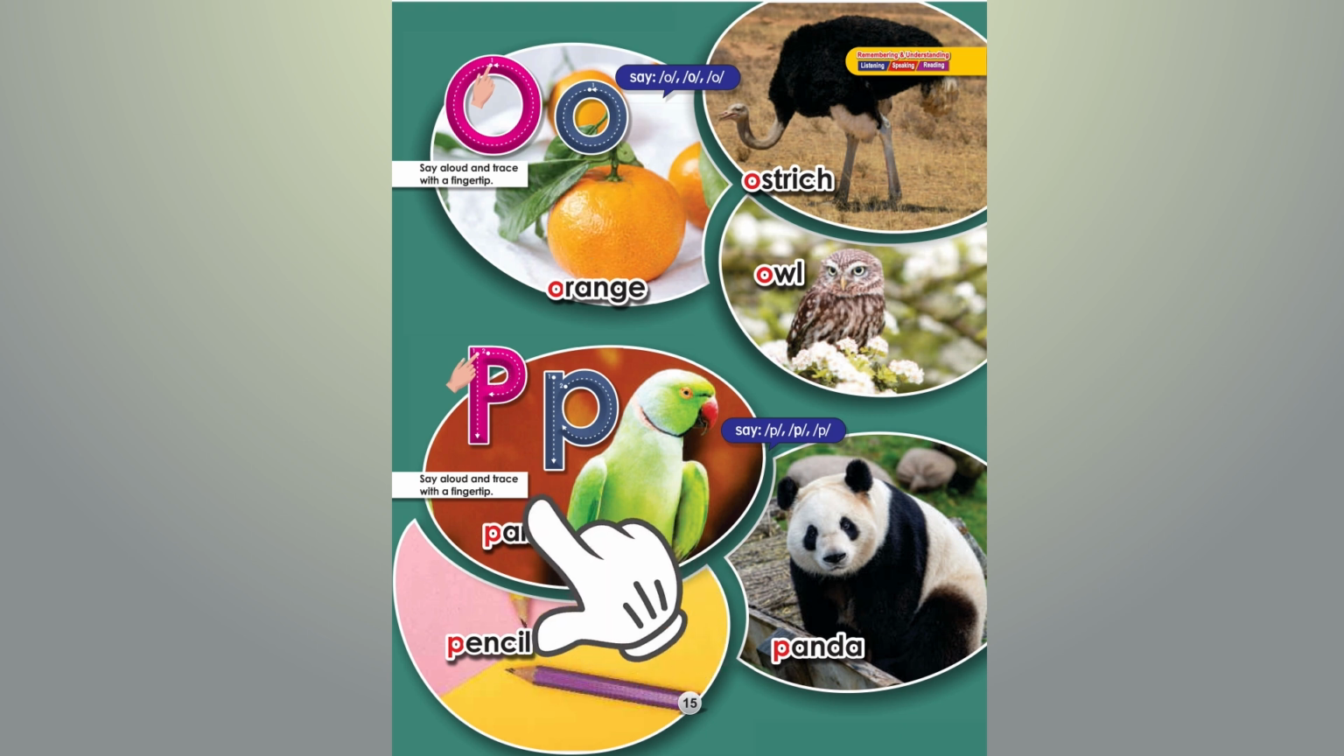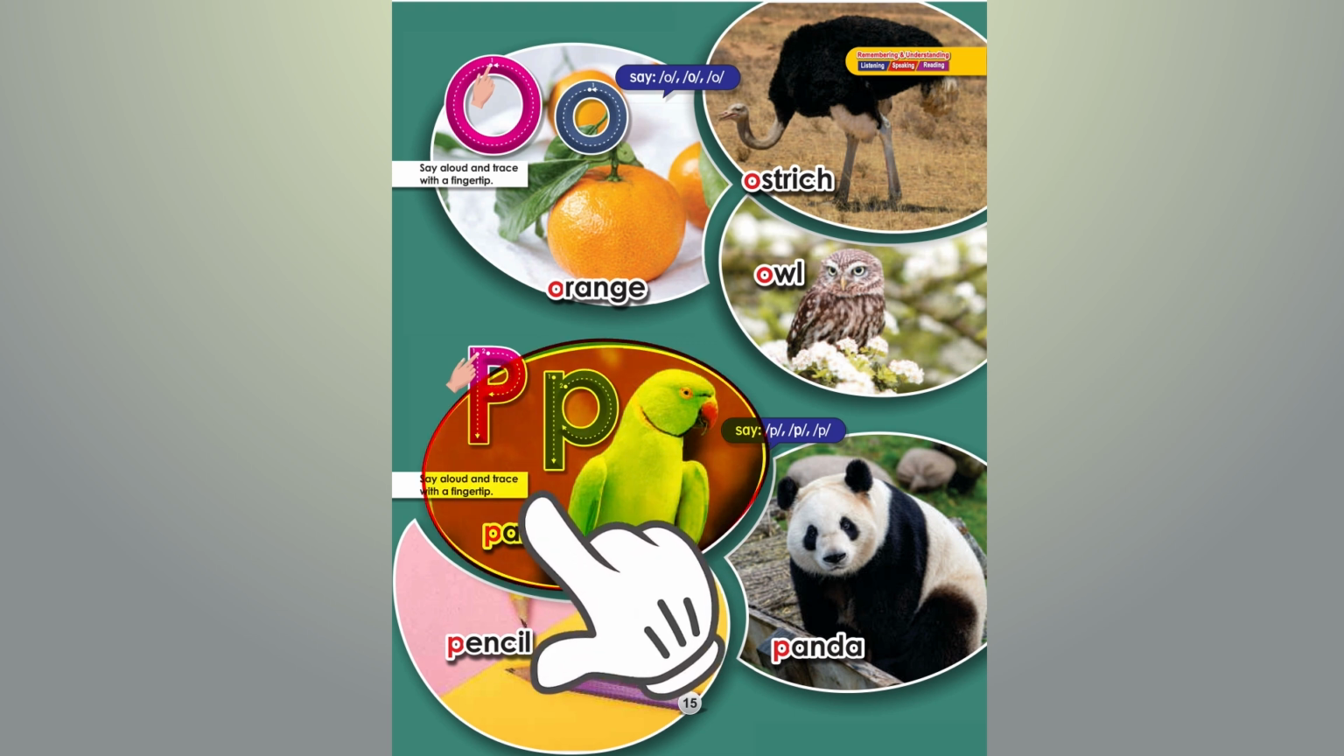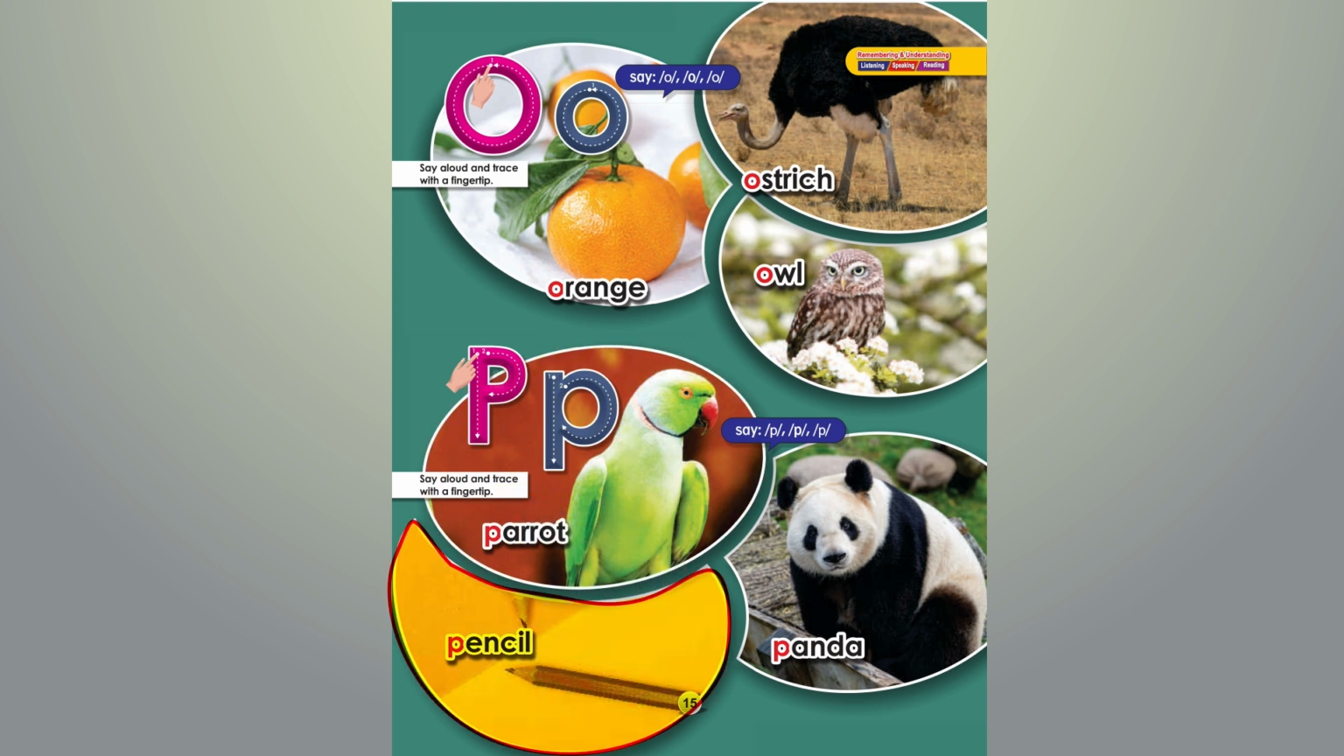is P. P, parrot. P, pencil. P, panda. So dear students, do you know how to write alphabet P? Trace with me. With your fingertips, start tracing line number 1. Very nice. Now trace line number 2. Start with the dot and stop at the arrowhead.